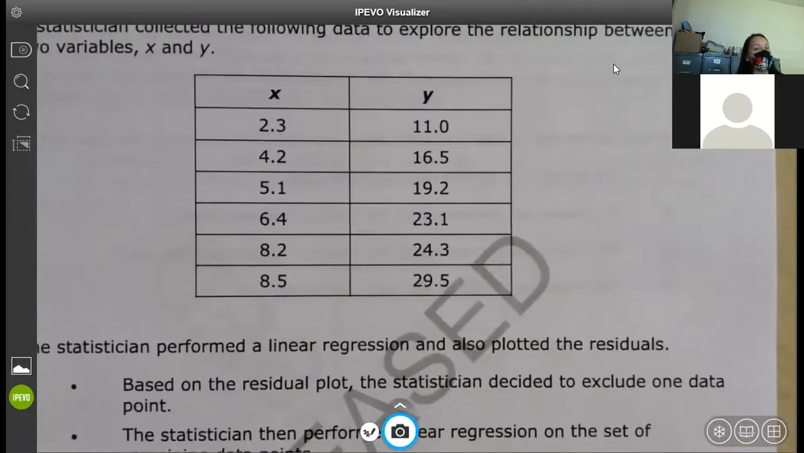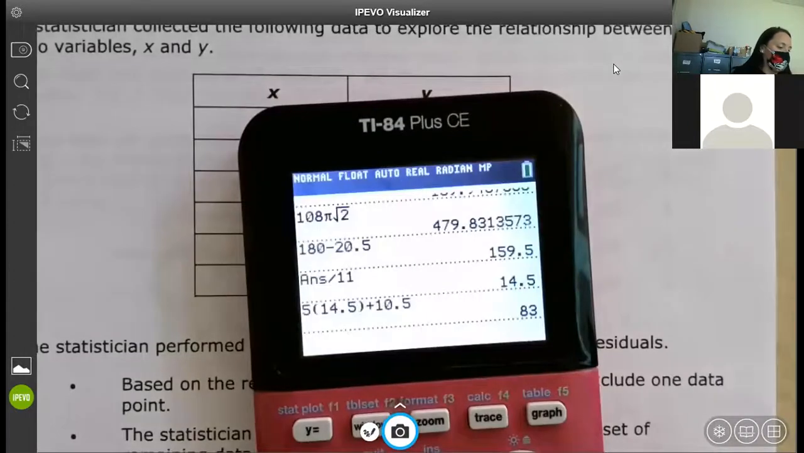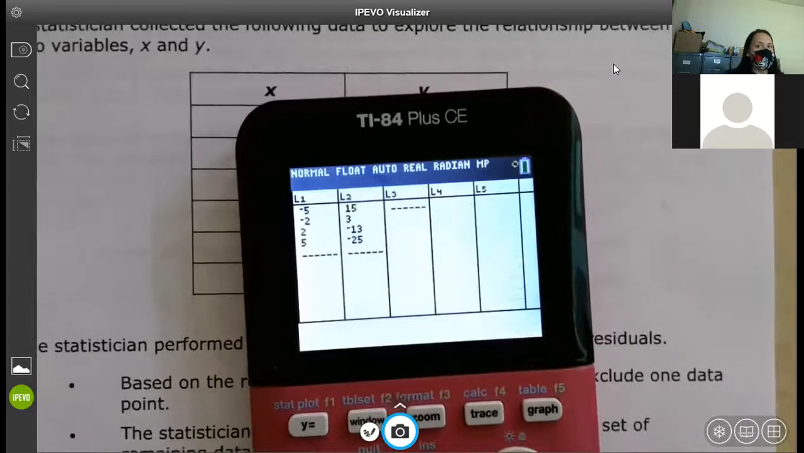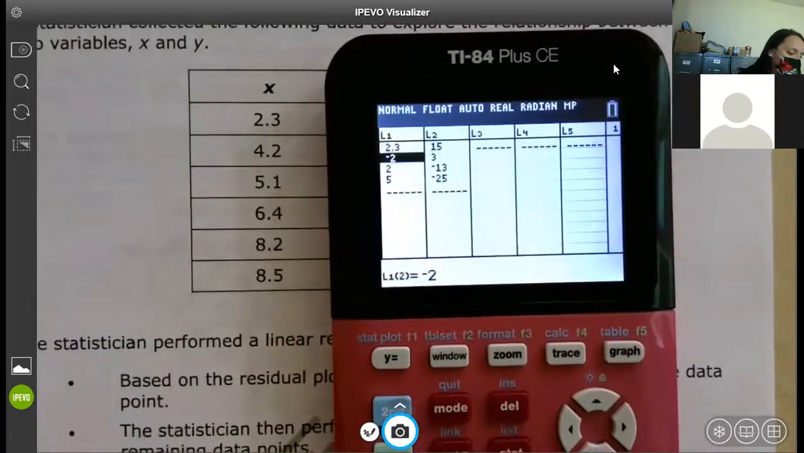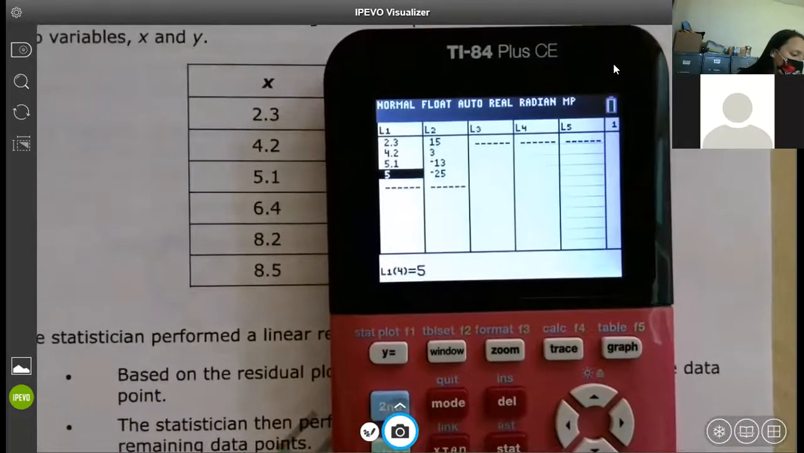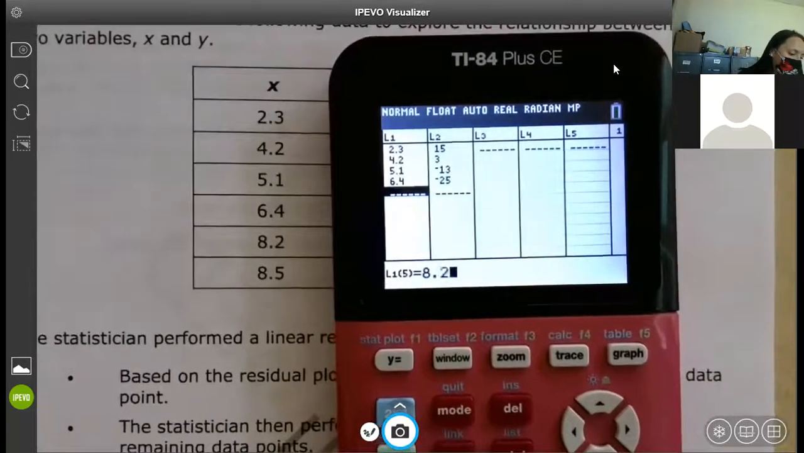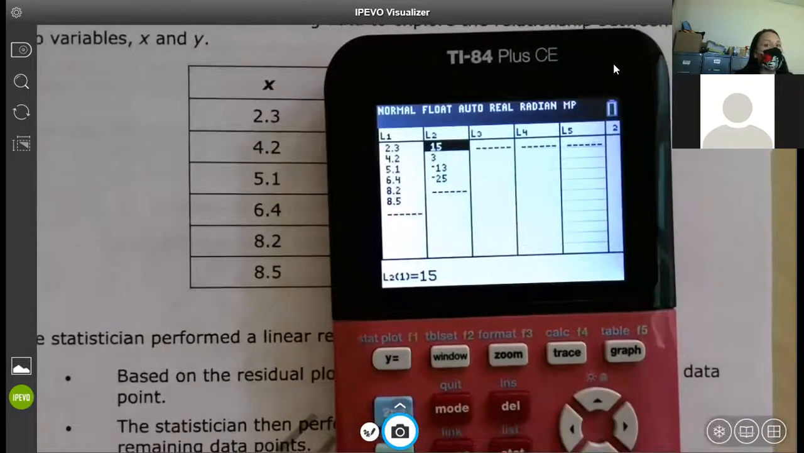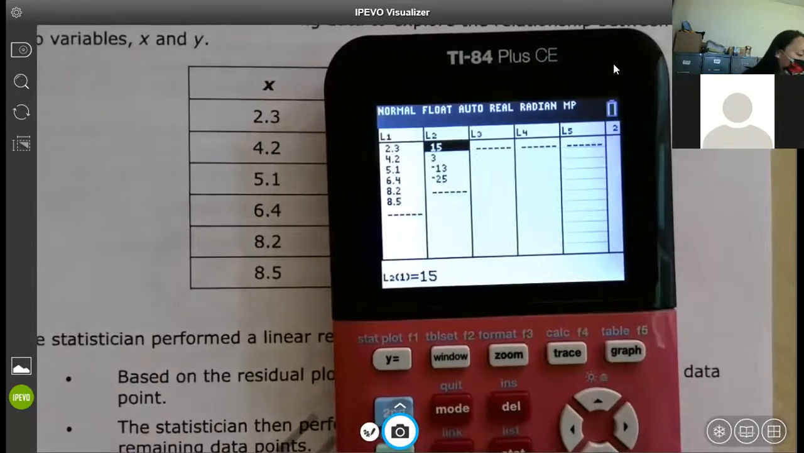And then it said the statistician performed a linear regression. That means that they put it into stat. So I'm going to get my calculator. I'm going to turn it on. And I'm going to go to stat and edit. And you guys know how to do this. We've done this multiple times in class. Type in your numbers. Make sure you have L1, L2. If you don't have L1, L2, then you have to reset your calculator.